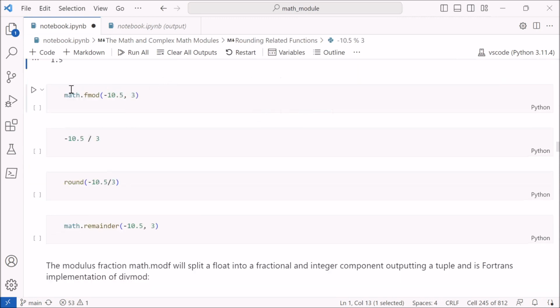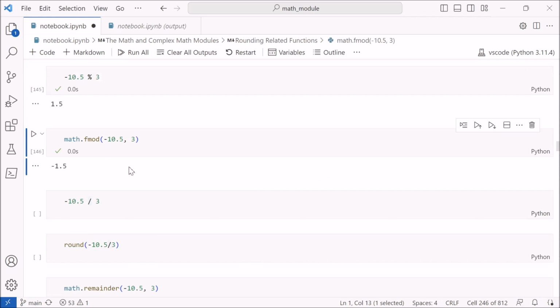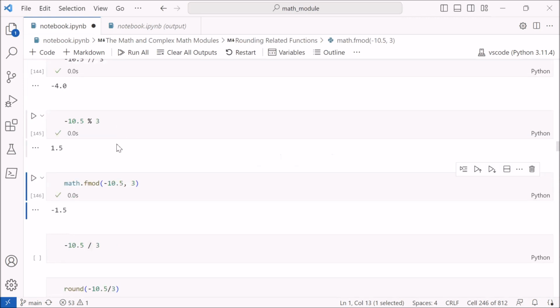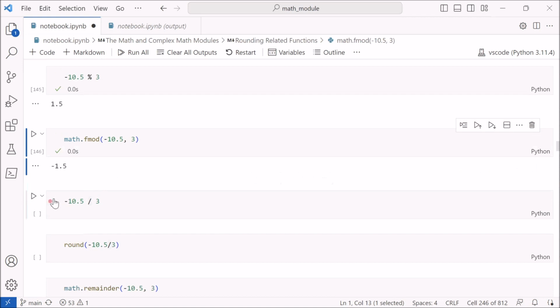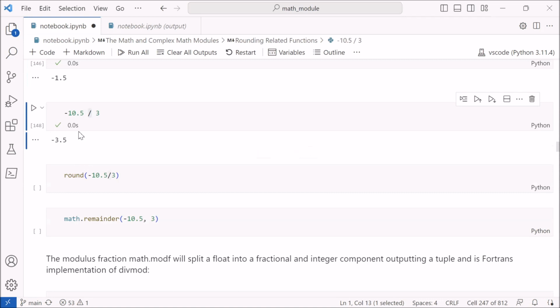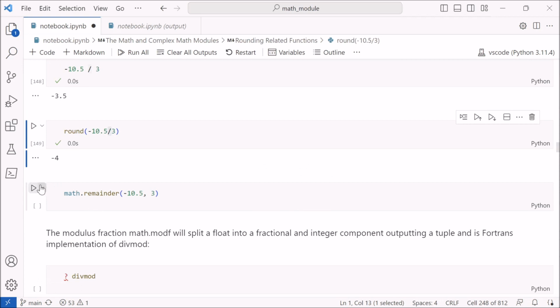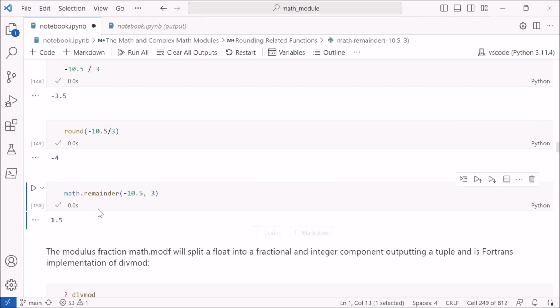If we have a look at the Fortran mod, we get minus 1.5. So here we can see we've got a different implementation. And if we have a look at the float division, then we get minus 3.5. And if we round this, we're going to get minus 4. So if we have a look at the remainder, we're going to get a positive remainder. So minus 4 times 3 is minus 12. Minus 12 plus 1.5 gives you minus 10.5.